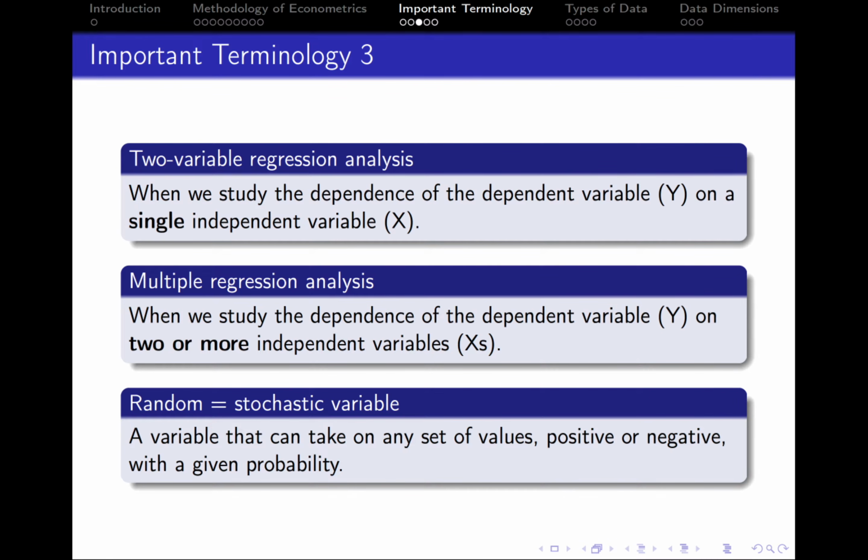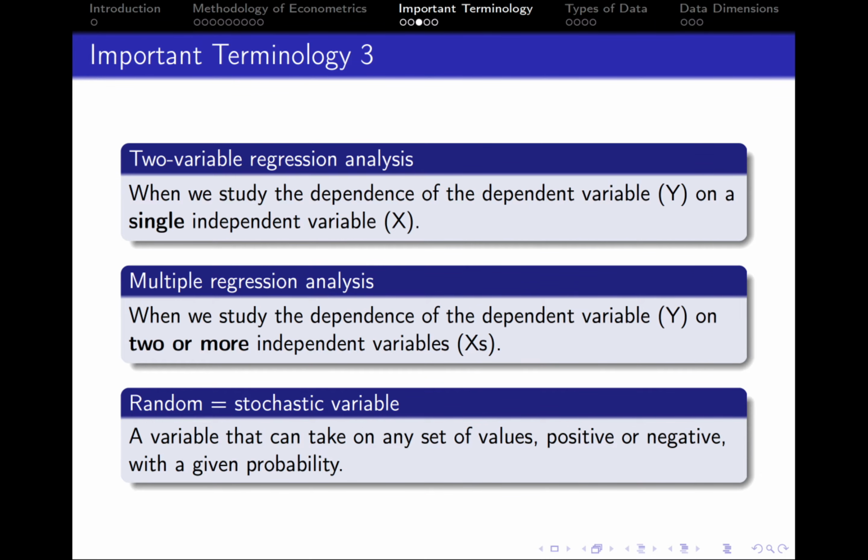There are some other terms that you should also be aware of. So when we have one dependent variable and one independent variable, that means that we are conducting a two-variable regression analysis. However, if the number of independent variables increases from 1 to 2 or more, this is the case of multiple regression analysis. This is the only difference between these two. So if we have one independent variable, one x variable, this is a two-variable regression analysis. And when we have two or more independent variables, that means that we have multiple regression analysis.